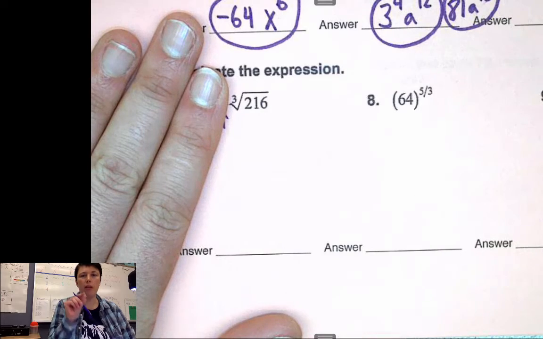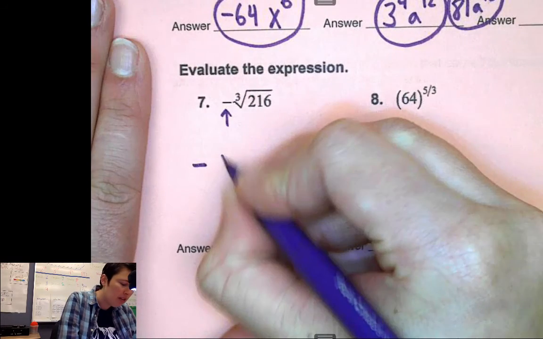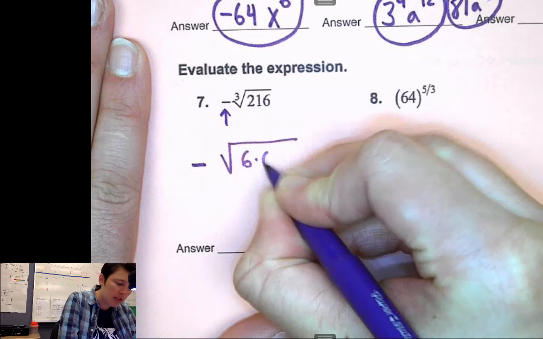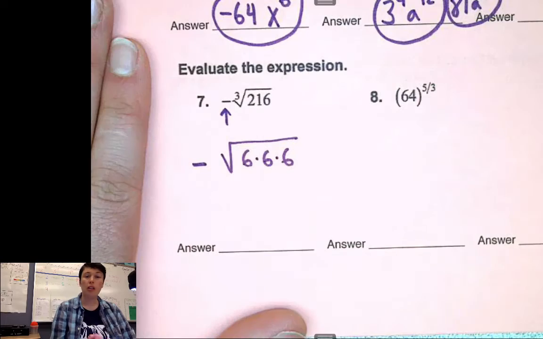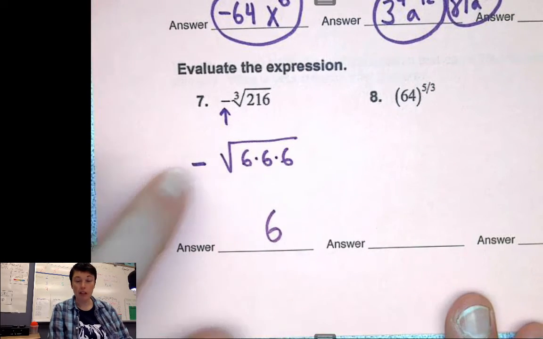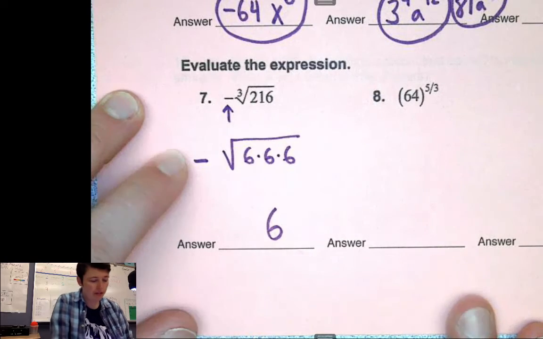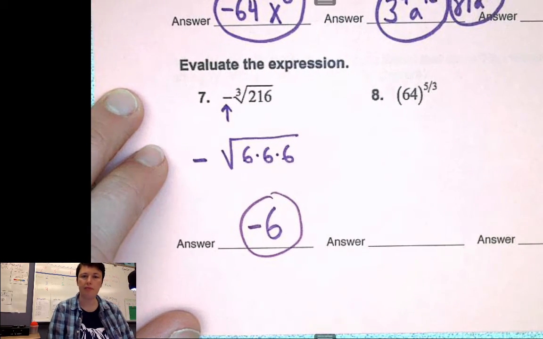What number can I multiply 3 times in a row to get 216? And I believe 6 times 6 times 6 is 216. So the cubed root of it is just 6. But remember, there was a negative out in front. So if the negative is out in front, we'll put it here. There's our answer. And I'm done.